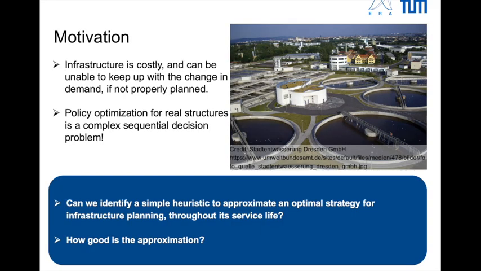Population growth, increasing traffic loads, or climate change are all variables that threaten to make our current infrastructure obsolete and unable to keep up with the changes. As infrastructure upgrade is costly, good planning is needed not only to determine the initial design, but also to include future events into our planning policies. However, policy optimization for these structures is a very complex sequential decision problem.